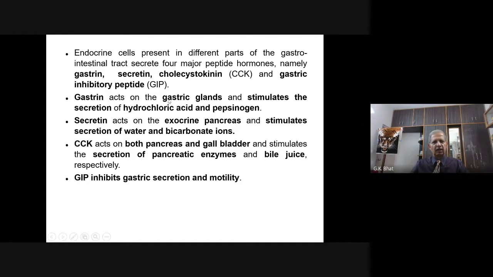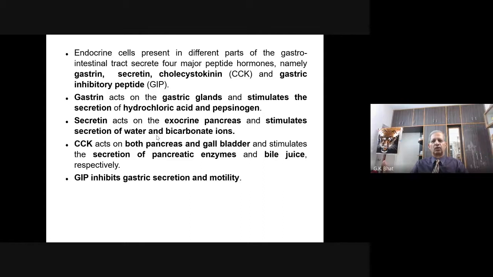Remember, these are all gastrointestinal hormones, produced by the gastrointestinal tract. Gastro refers to stomach, and intestine refers to intestine. So gastrin acts on the gastric gland and stimulates the secretion of hydrochloric acid and pepsinogen. Secretin acts on the exocrine pancreas and stimulates secretion of water and bicarbonate ions. Remember, they have a major role in neutralizing the acidic condition of the food coming out from the stomach.